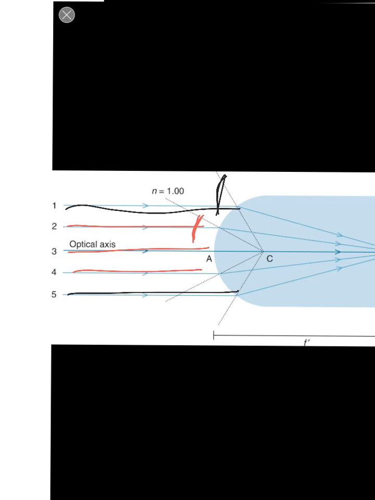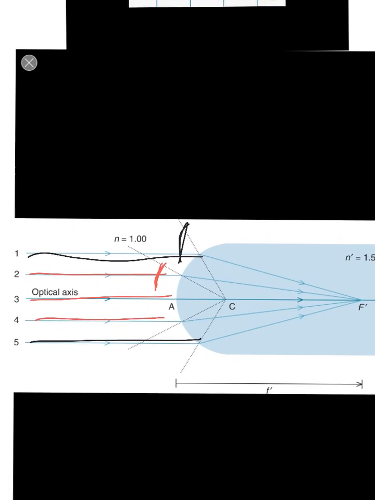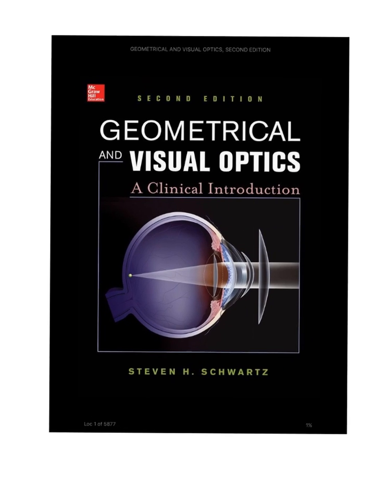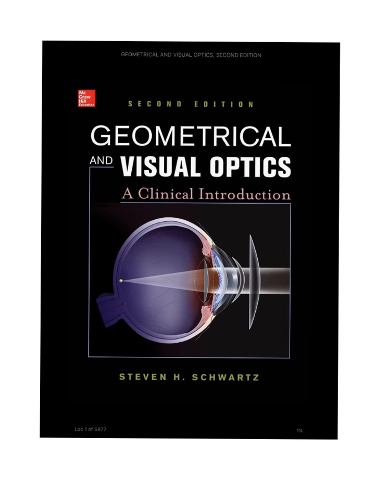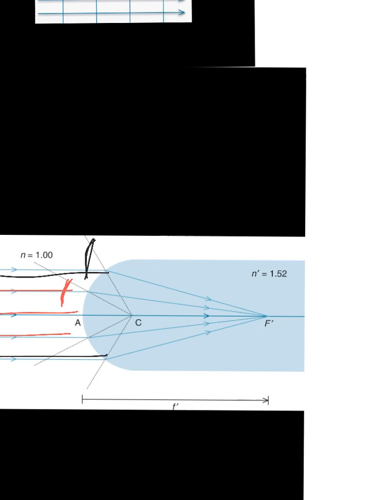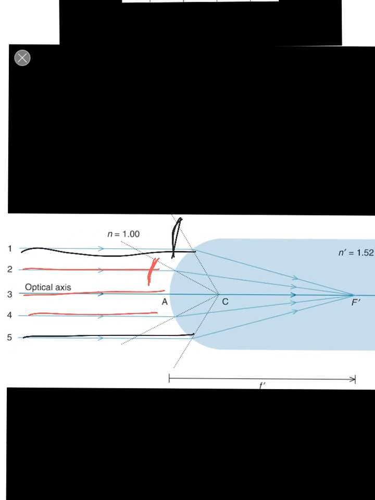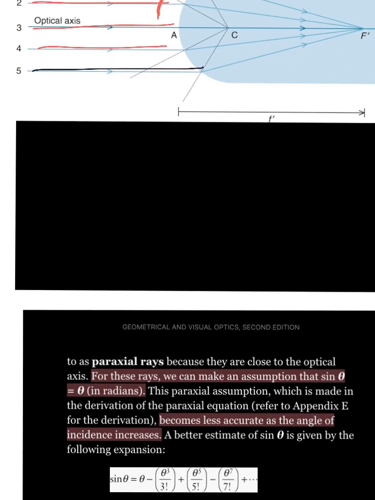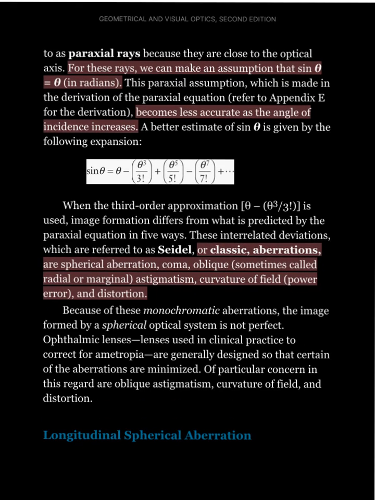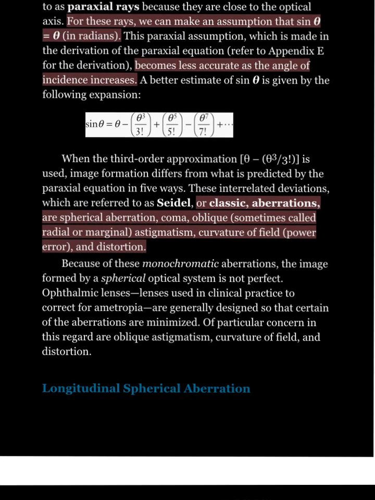By the way, this figure is from Geometric and Visual Optics by Stephen A. Schwartz, PhD. So just know that you have optical aberrations because of peripheral rays away from the visual axis. So there's 5 types of classical aberrations, Seidel or classical aberrations, right here. There's spherical aberration, coma, oblique astigmatism, curvature of field, and distortion. These are called classical aberrations, Seidel aberrations.